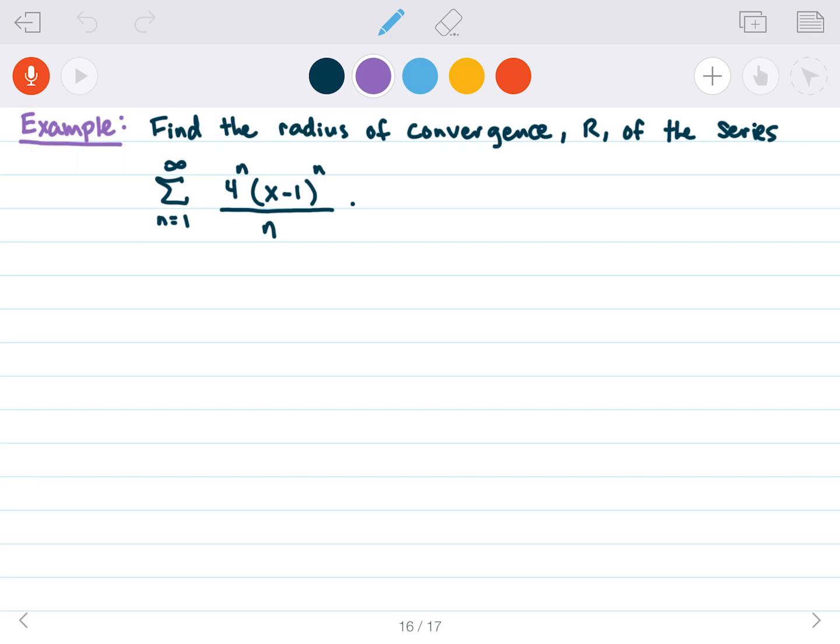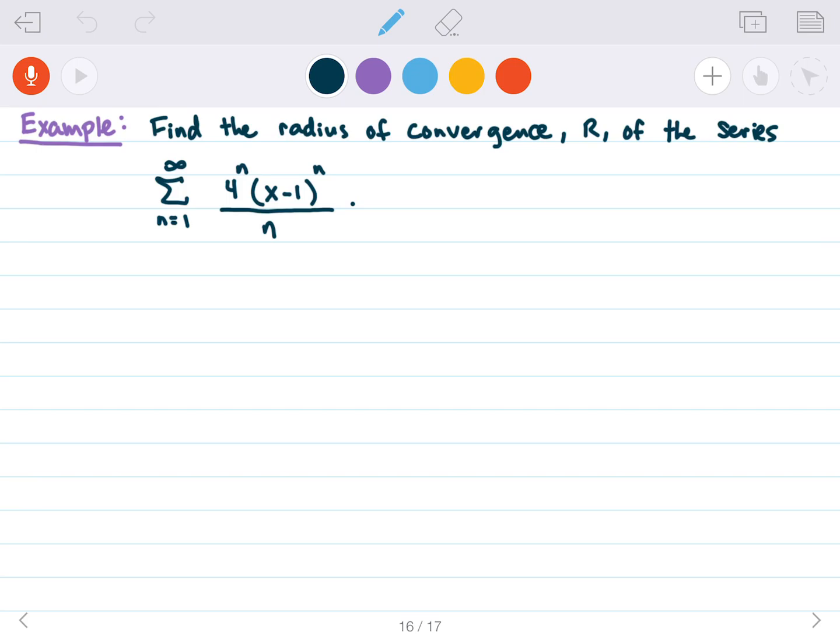So again, another example here. I'm doing a lot of examples because I know this is a little tricky. So you guys should pause the video, see if you can do this one. But we're going to find the radius of convergence again.